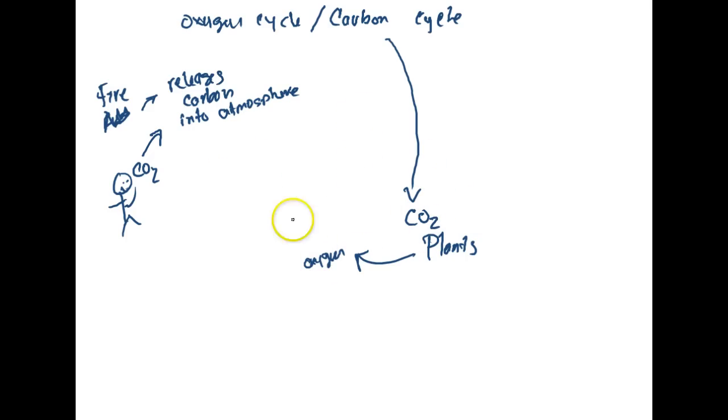And so this is a brief look at the oxygen-carbon cycle. The reason why the terms carbon and oxygen are grouped together is because carbon is always being released, and oxygen is being given off. And so this whole process is known as either the carbon cycle or the oxygen cycle.